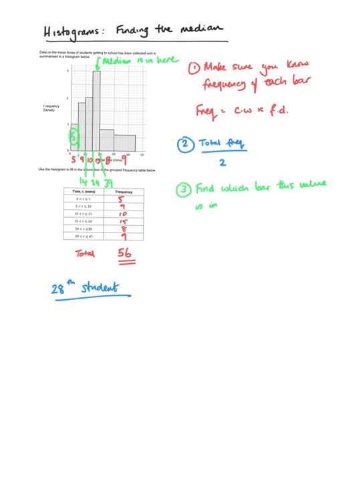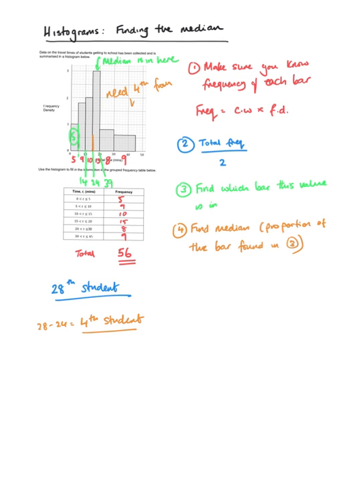somewhere in there. So what I'm going to do for step 4 is to find the median, and it's going to be a proportion, not the whole bar, it's going to be a proportion of the bar found in step 3. So if we're looking at this particular one, when I start this bar, I've used up 24 students, I need the 28th student. So from the bar, I need the 4th student from here. Doesn't mean I'm using the whole bar. I want the 4th student out of the 15. So that's the 4th out of 15. Because that bar, if you remember, was worth 15 students.